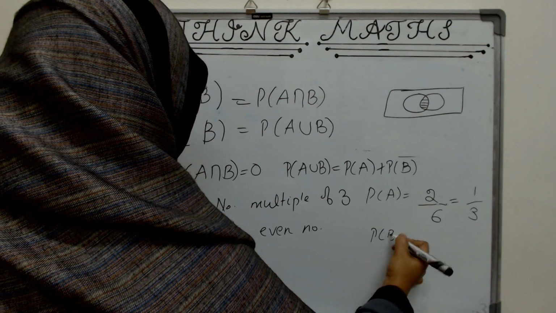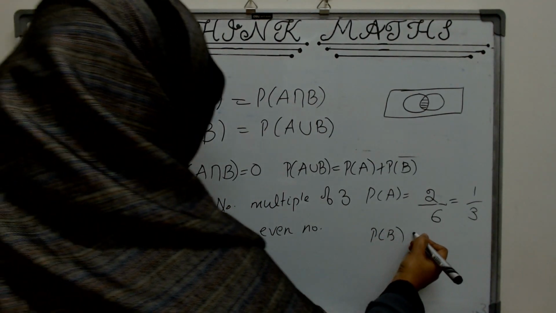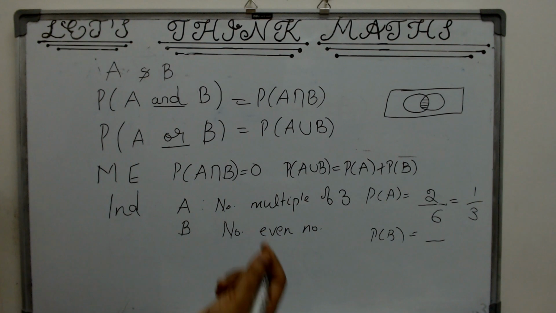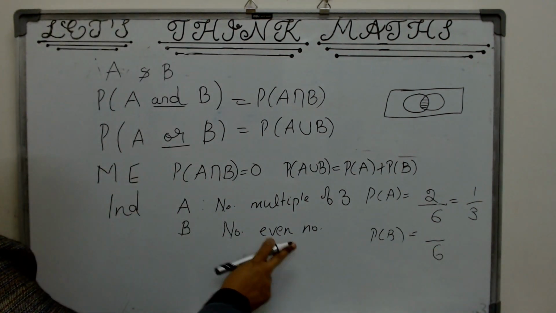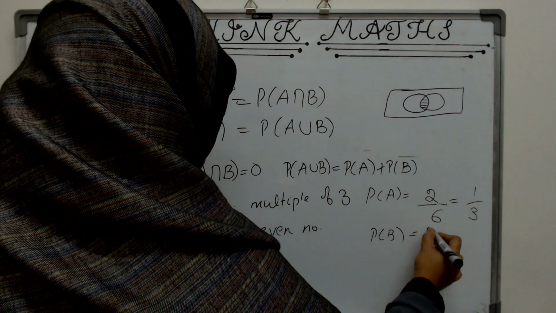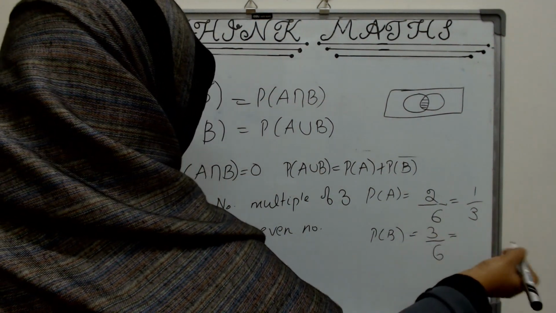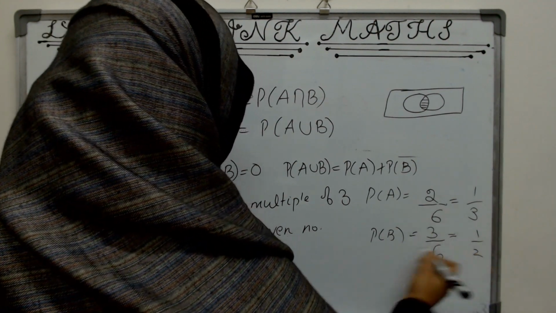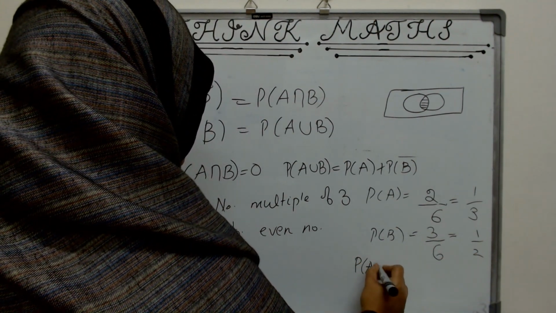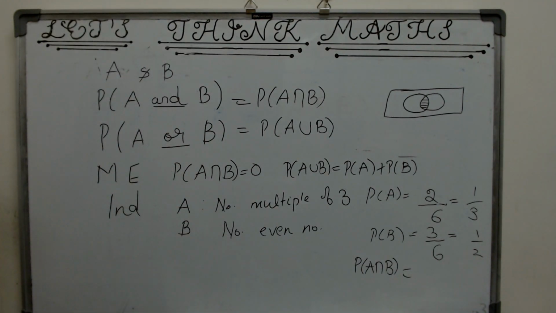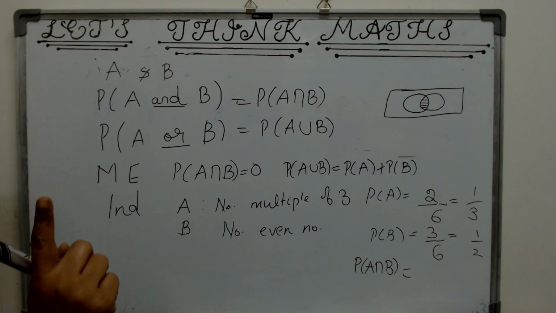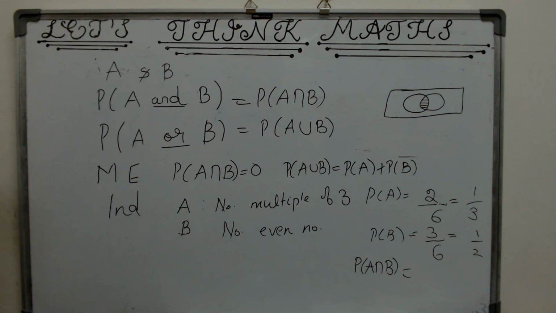And what will be the probability of B? Again, favorable outcomes by total number of outcomes. Total number of outcomes is 6. What are the favorable outcomes? How many even numbers? There are 3 even numbers, right? 2, 4 and 6. So this is 1 by 2. Now consider A intersection B. Can you think of the numbers from 1 to 6 which will satisfy both the conditions, which will be a multiple of 3 and will be an even number? There is only one such number. What is that? It is 6.